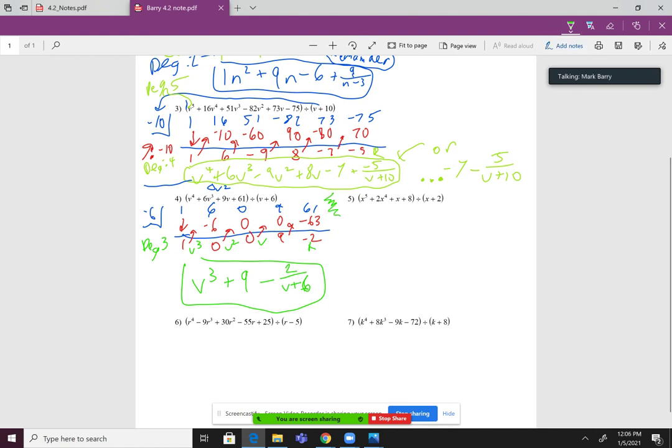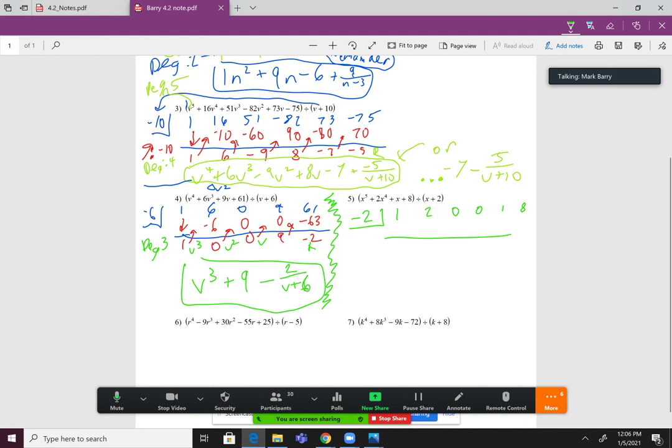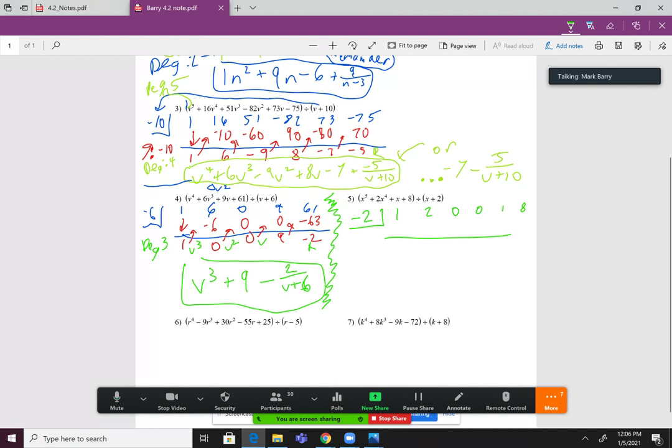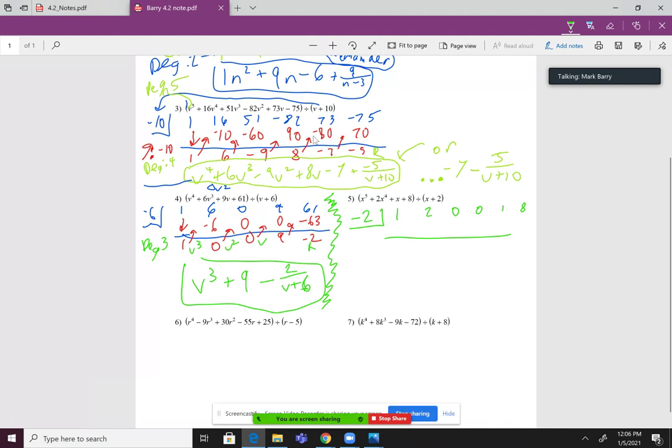So then for number 5, same idea here. I got -2 in the cupboard. I got 1, 2, 0, 0, 1, 8. So in this case, I have 0x to the third, and I have 0x squared. I multiplied the 9 wrong? Oh no, I definitely did. Oops. Oh, have you guys been telling me this in the chat? Yeah, 54. Okay. Oh no, that's not good.